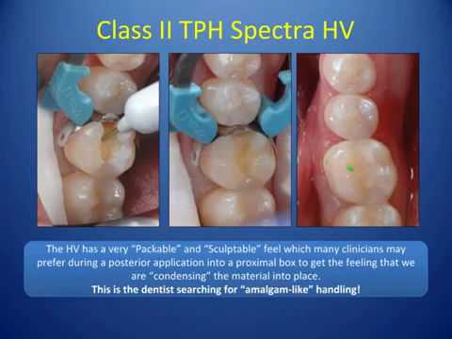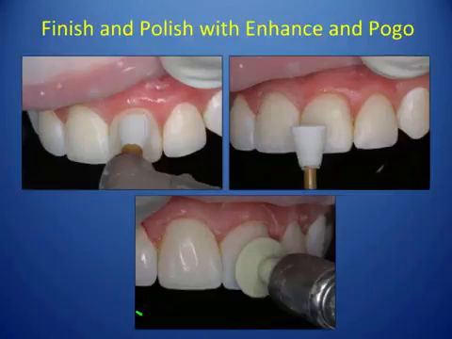So the dentist is really afforded the opportunity to get the best of what we want, both from an etching standpoint and from an application of material, whether it's a creamy consistency or a firm consistency that we like. And then the final step is finishing and polishing with our Enhance and PoGo pieces. I advise that cups are most appropriate for class 2s. This gives us an excellent opportunity to get the open end of the cup over a cusp in a class 2 and really work that through.